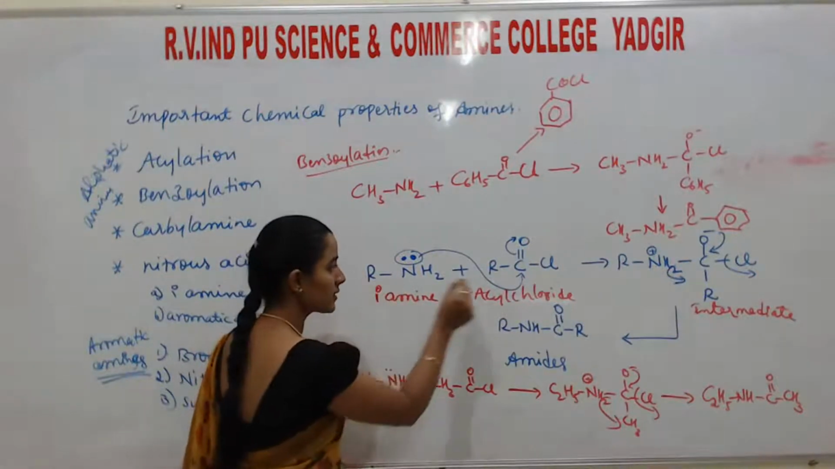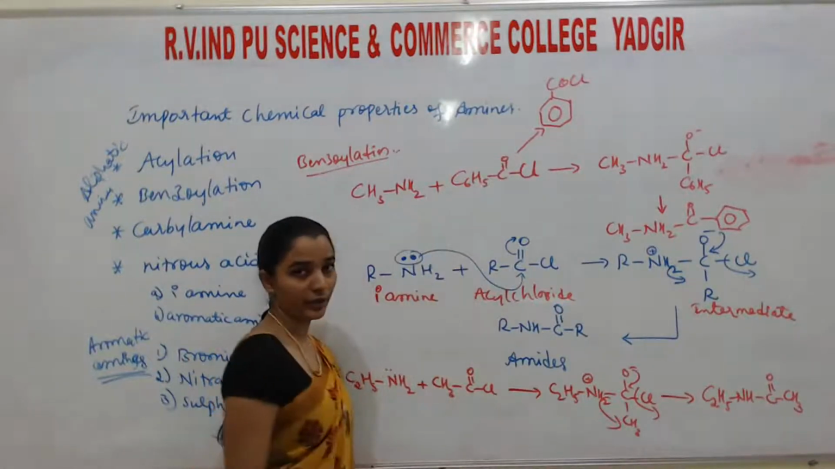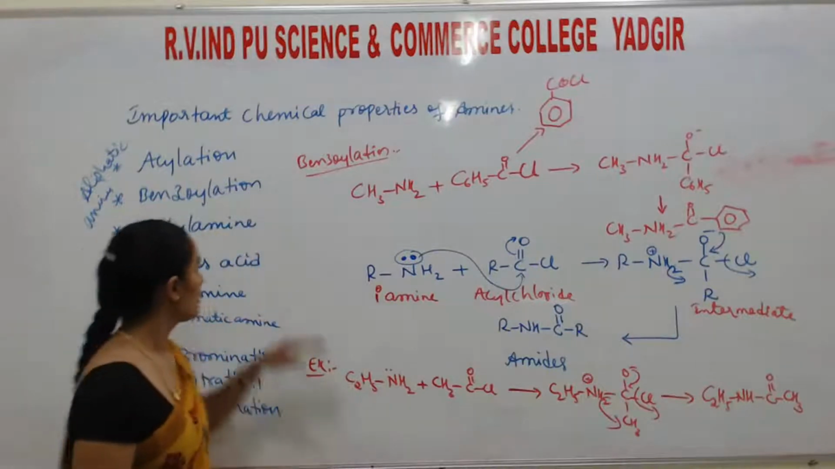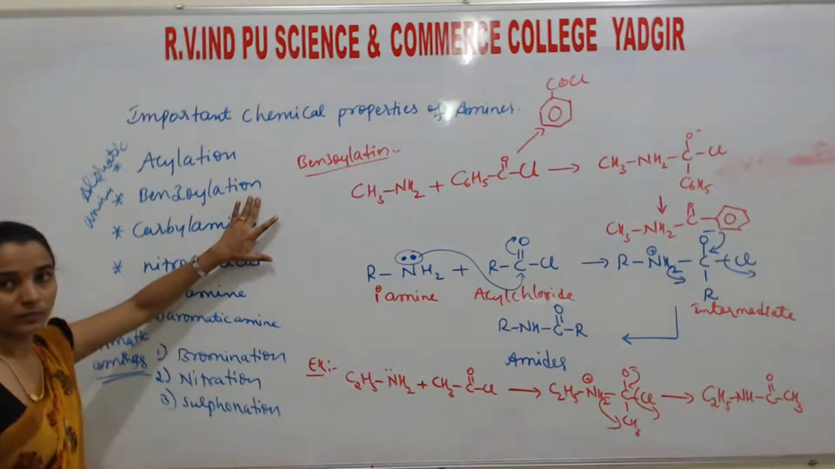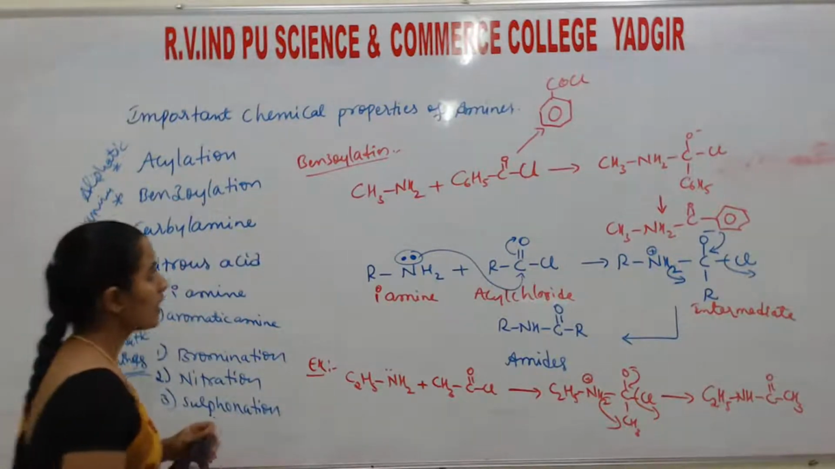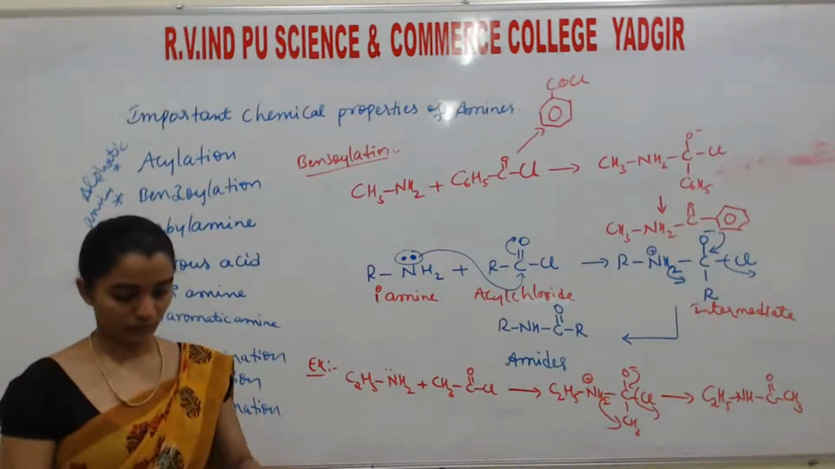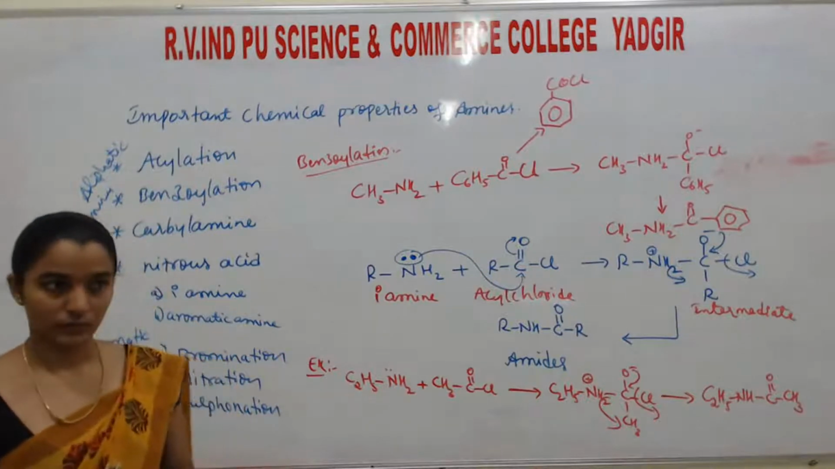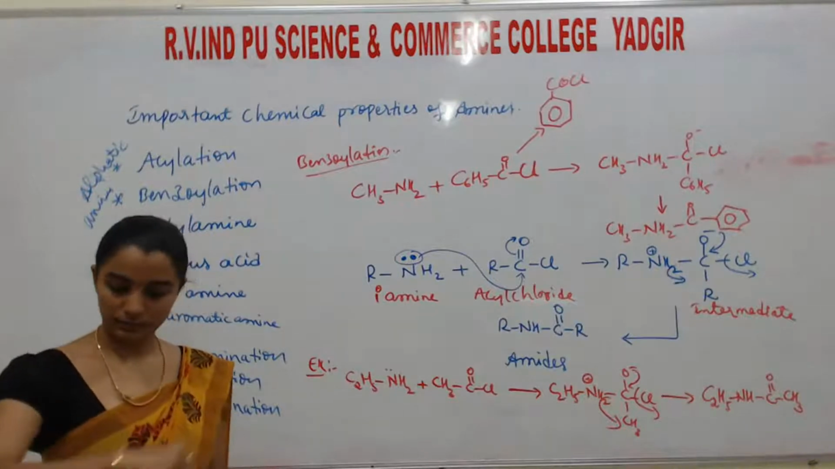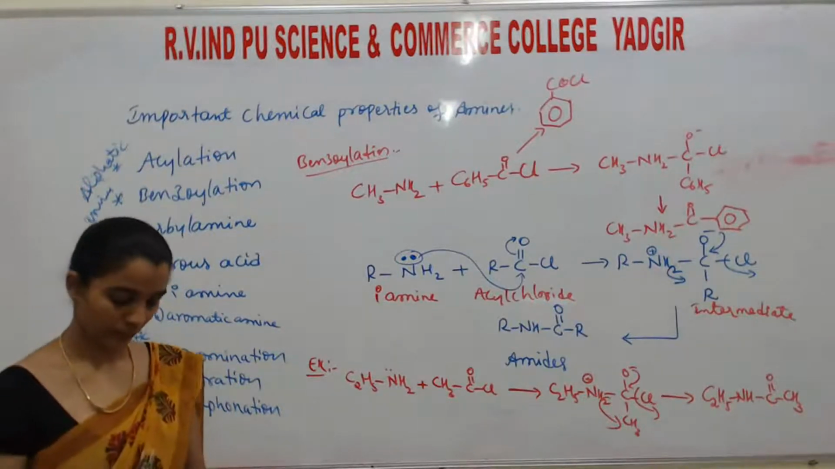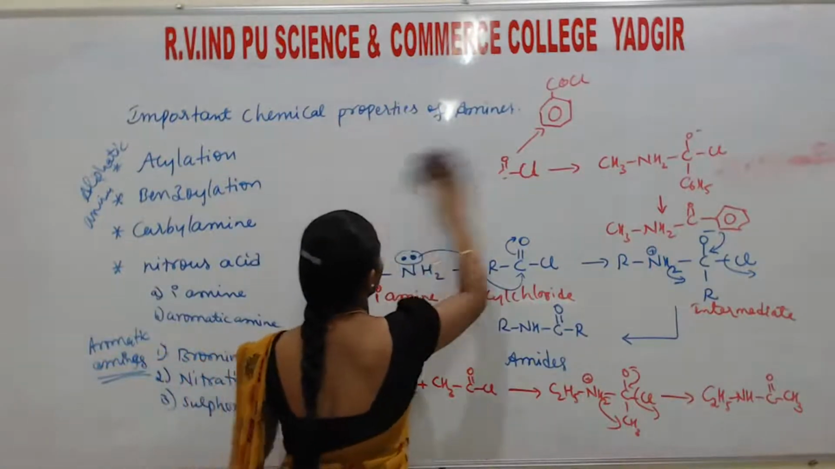The only change is that in acylation R is a CH3 group, and in benzoylation R is a benzene ring. Understand? That is the difference. So both the reactions are the same, that is, acylation and benzoylation. Okay. So the next one is the carbylamine reaction.